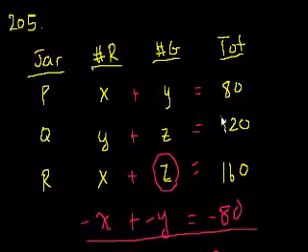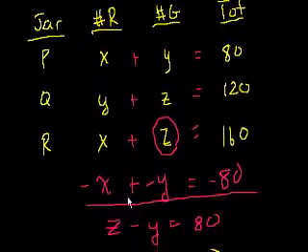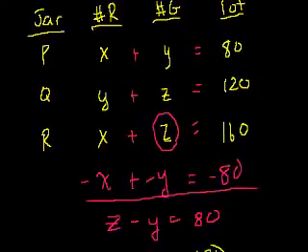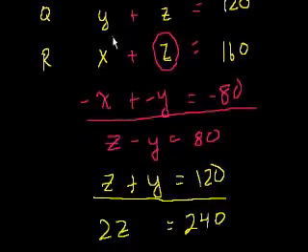But let's see. X plus Y is equal to 80. Y plus Z is equal to 120. X plus Z is equal to 160. Fair enough. Now, I took this equation, and I multiplied by -1 and put it here. Minus X minus Y is equal to minus 80. Then I added these two. The X's cancel out, and you're left with Z minus Y is equal to 80. Fair enough. And then this equation says Y plus Z is equal to 120.